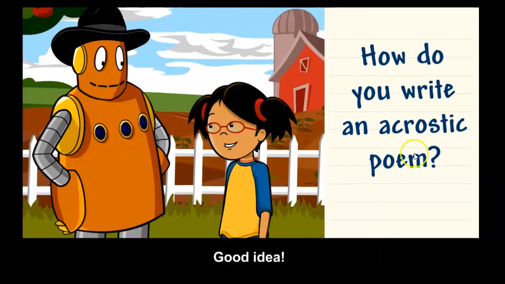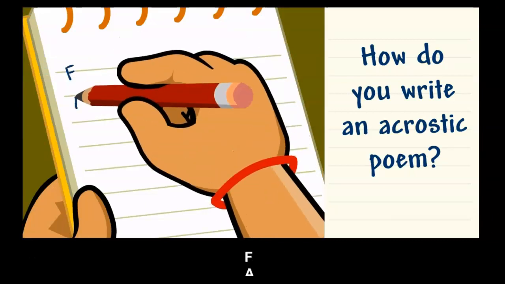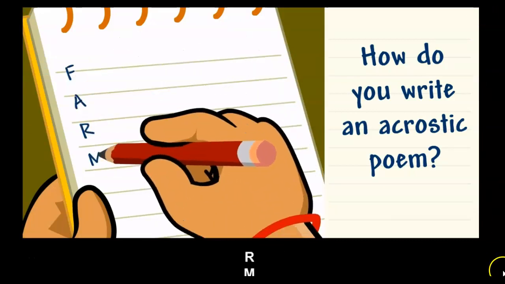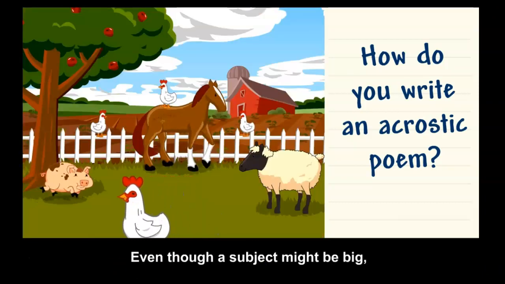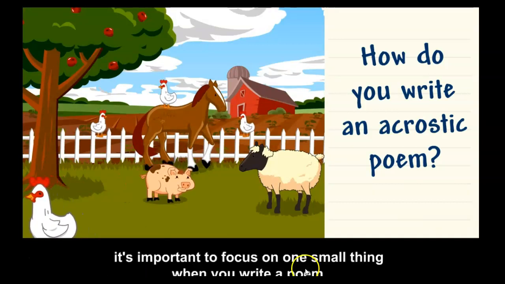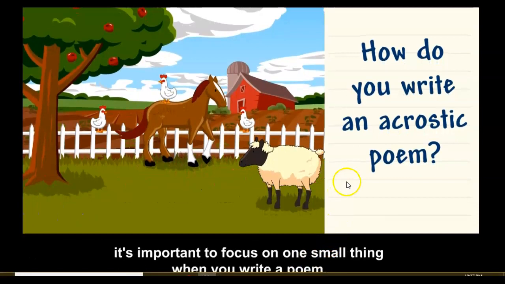Good idea. Next, write down a word or idea about your subject. F-A-R-M. Then you use each letter to start a line of your poem. Even though a subject might be big, it's important to focus on one small thing when you write a poem.